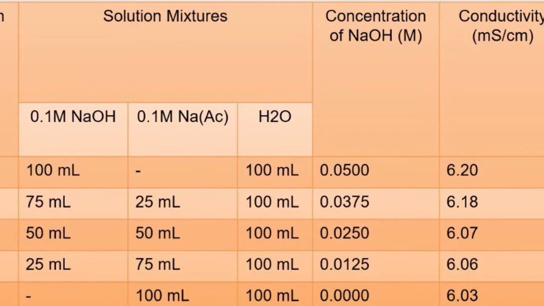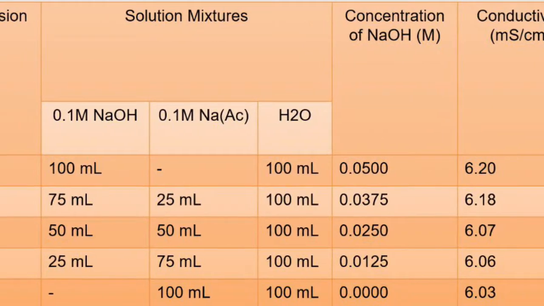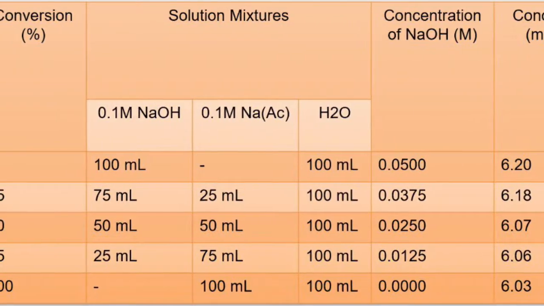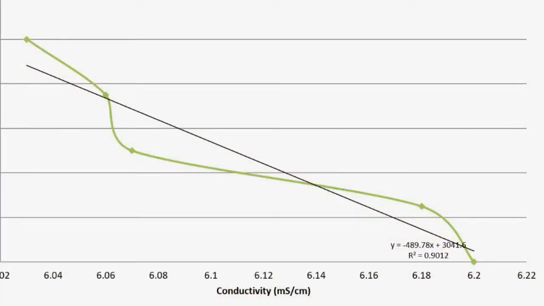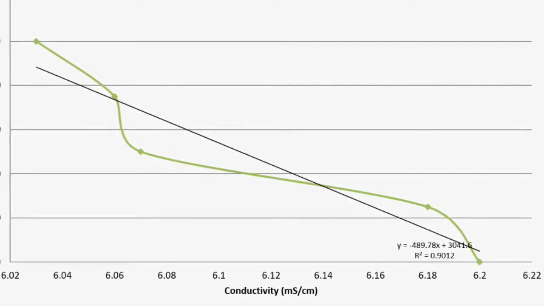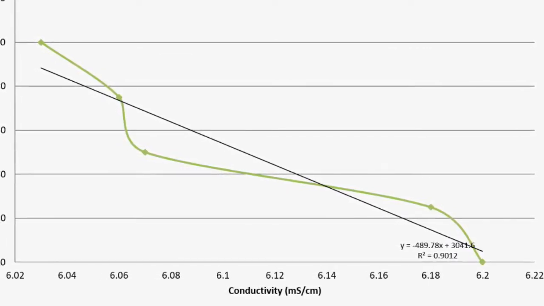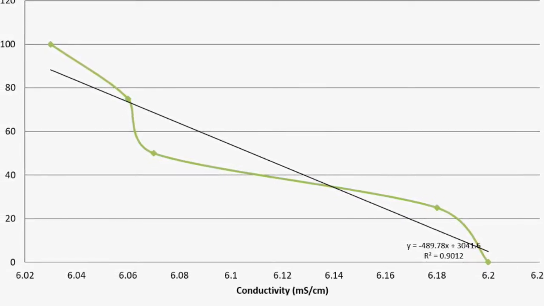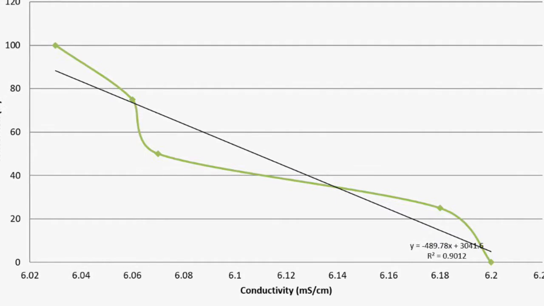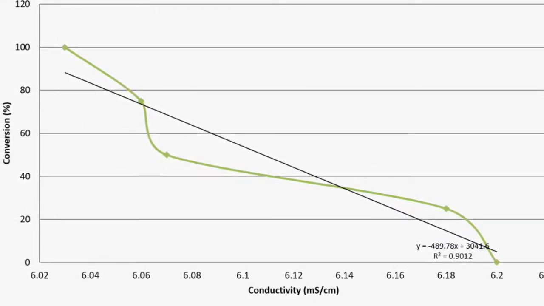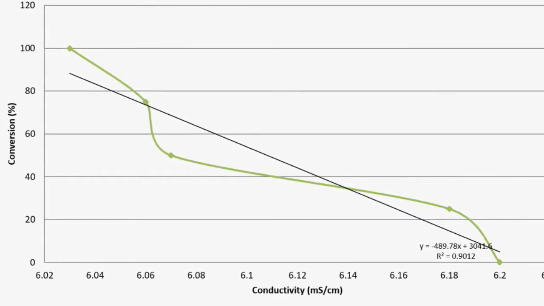So, this is the result obtained from the calibration curve experiment and a graph is plotted. From the graph, we can see that the conversion increases as the conductivity of the solution mixture decreases. It is because when the conversion increases, the concentration of sodium hydroxide decreases. The sodium hydroxide molecules reduce as they are converted to sodium acetate.